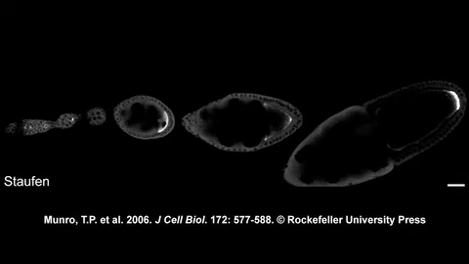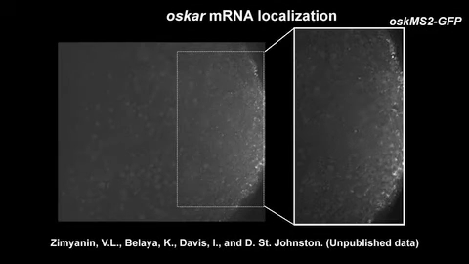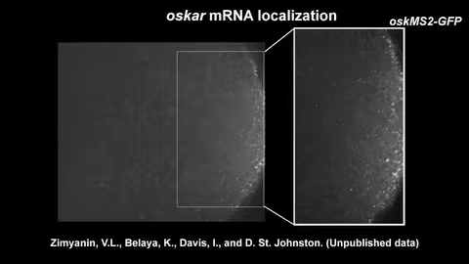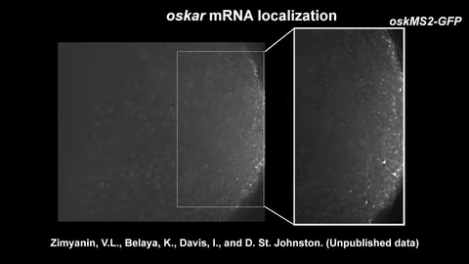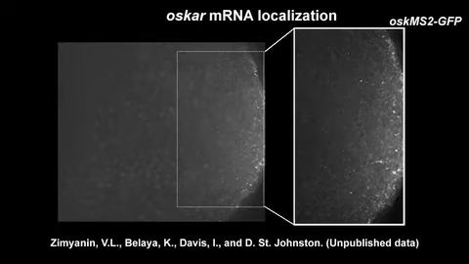In Drosophila oocytes, several mRNAs are specifically sorted to distinct parts of the cell, where they will establish the future body axes of the developing embryo after fertilization. The mRNA oskar, for example, is transported by the +N-directed microtubule motor kinesin 1 to the oocyte posterior, where it will specify the embryonic posterior and germline.